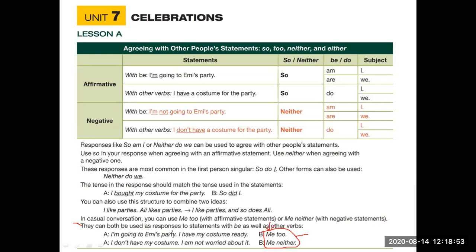I'm going to Amy's party. I have my costume ready. Me too. I don't have my costume. I am not worried about it. Me neither. I went to the beach yesterday. Me too. I didn't go to the beach yesterday. Me neither. So in the response, you don't have to use any verb or any auxiliary. Okay, let me show you something else.